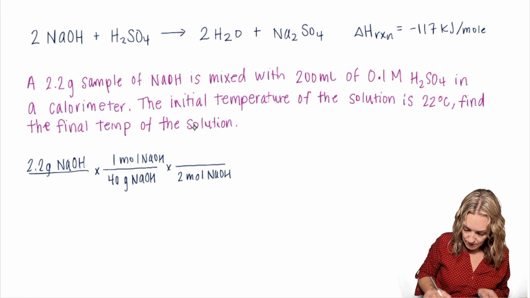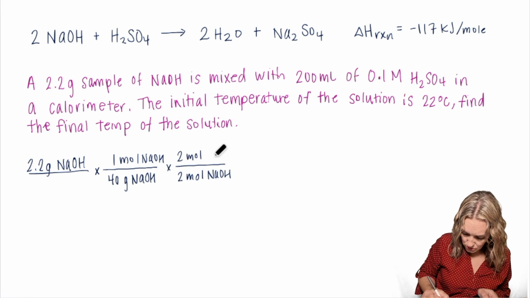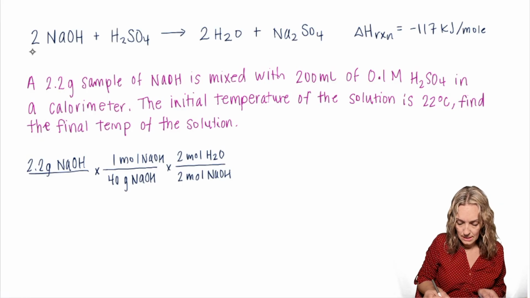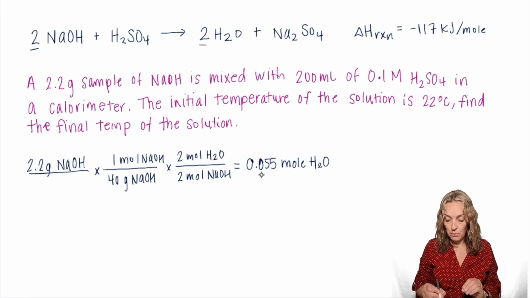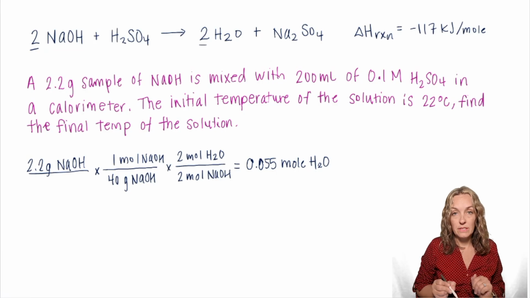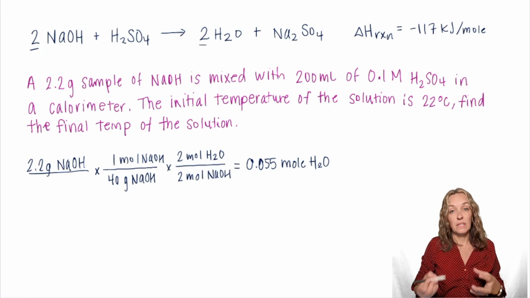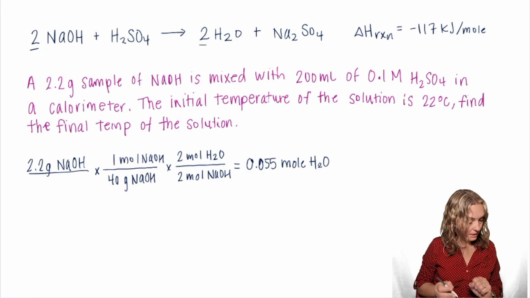For every 2 moles of NaOH, I get 2 moles of H2O according to the coefficients in the balanced equation. If I use all 2.2 grams of NaOH, I know that I will make 0.055 moles of water, but it's possible that the H2SO4 could run out first. So let's check to see if H2SO4 is the limiting.